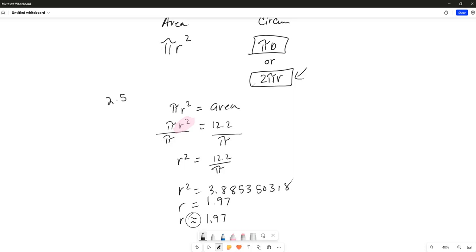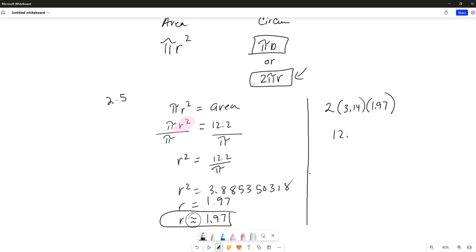Then we can find the approximate circumference by taking that radius and putting it into our formula. So 2 times 3.14 times 1.97. Putting this in my calculator gives me what I'll round to 2 places. And remember that this is meters.